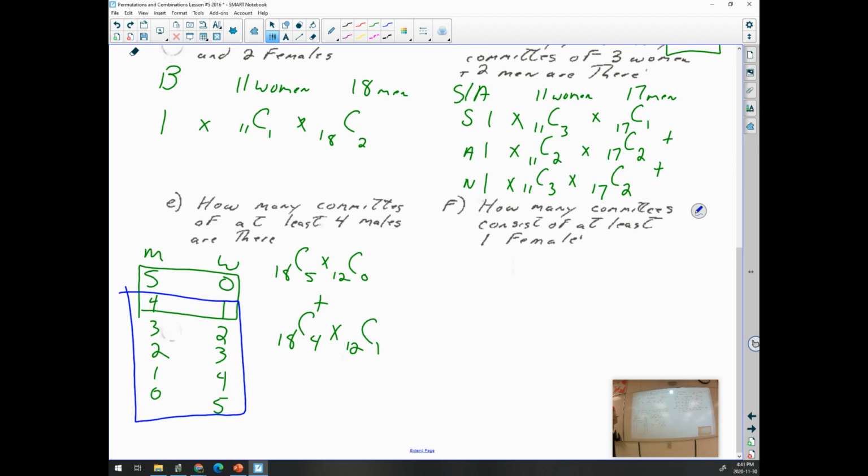I really don't want to do 5 calculations. So in this case, I'll take the total minus what we're trying to avoid, which is no women. So again, the total here is 30 choose 5, minus 12 choose 0 for the women, times 18 choose 5 for the men. Much easier than doing 5 separate calculations for that.